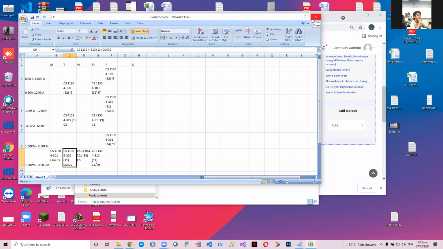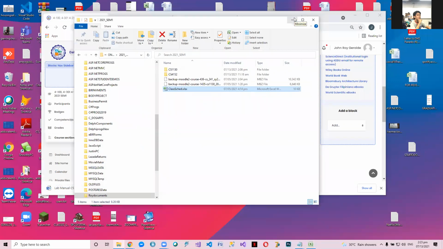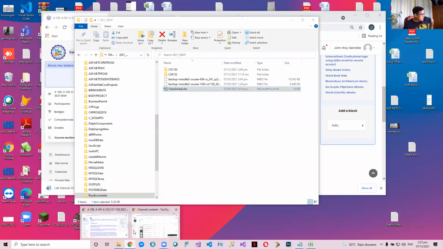Sir, may question ako. Is there a difference between the functions of the step reckoner and the arithmeter? Or important lang arithmeter because commercially successful siya? Yes, it was commercially successful.